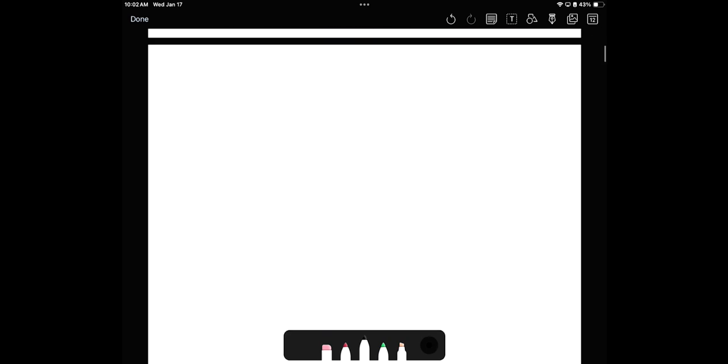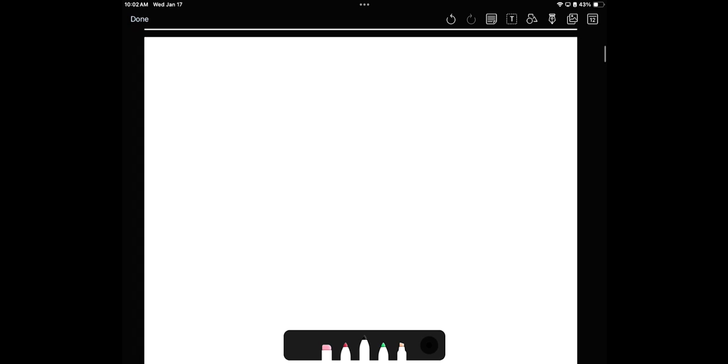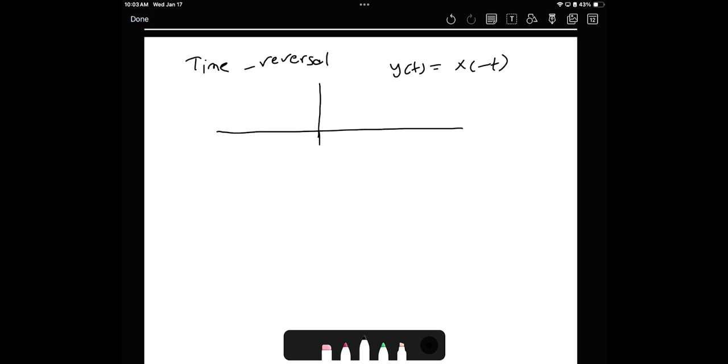Okay, so let's continue on signal properties by doing now the time reversal. So time reversal means there's a negative sign on the time. So we can say, for example, y of t equals x of negative t. So in this situation, what will happen? Let's assume the following waveform, and we need to apply the time reversal.